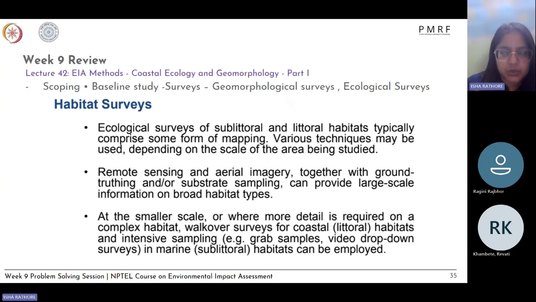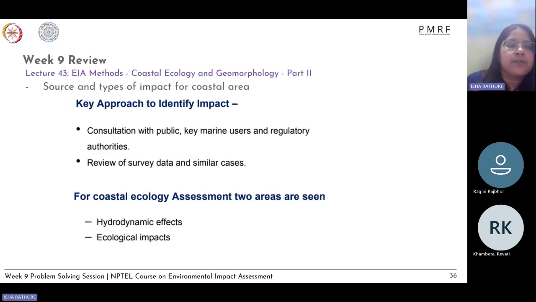Then, at a smaller scale, where more detail is required on the complex habitat, you can do walkover surveys for coastal habitats and intensive sampling. You can do grab samples, and you can do video drop-down surveys in marine habitats. These can be employed where a diver drops down and collects video recordings of the kinds of habitats and species seen, and then you can identify from the video what species were seen, what numbers, how frequently, and what their movement patterns were. All of this information you can derive from these video drop-down surveys.